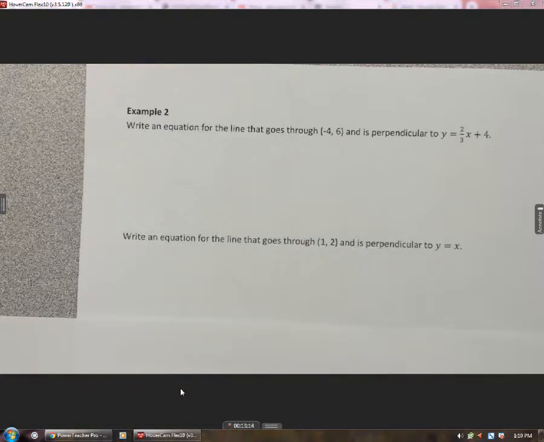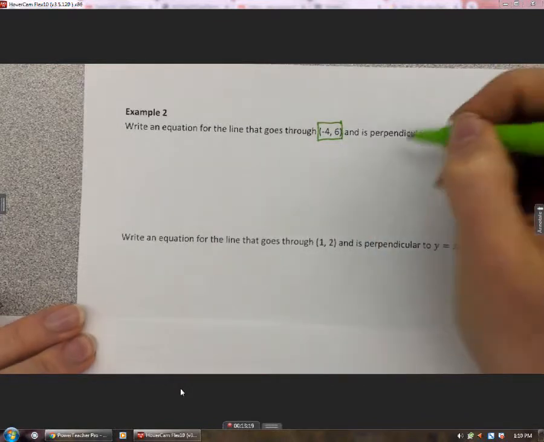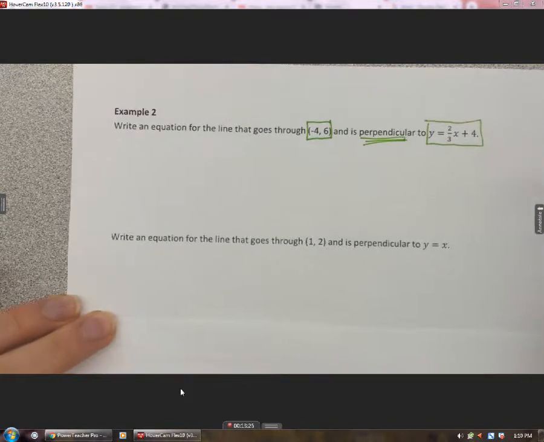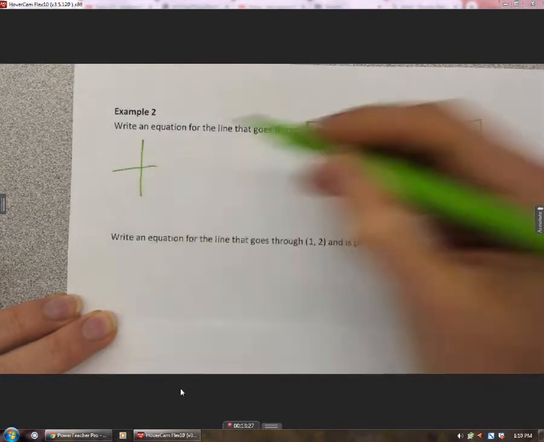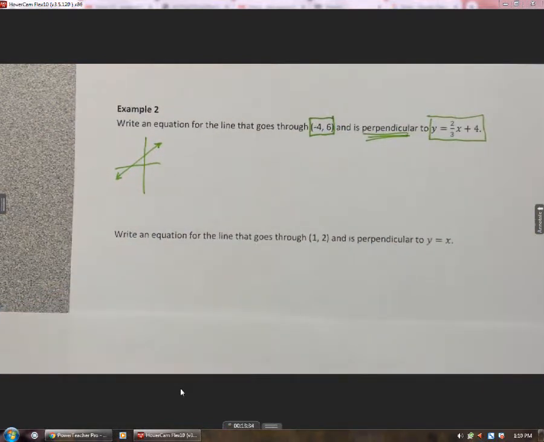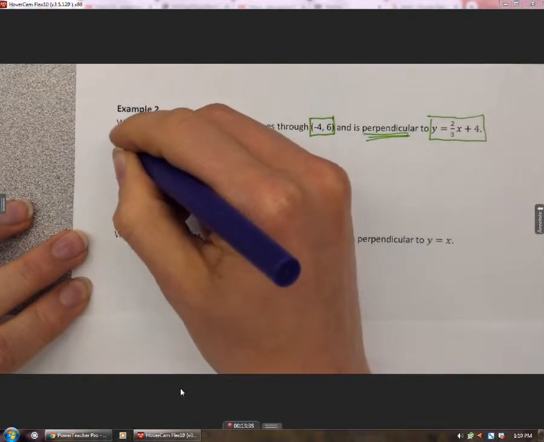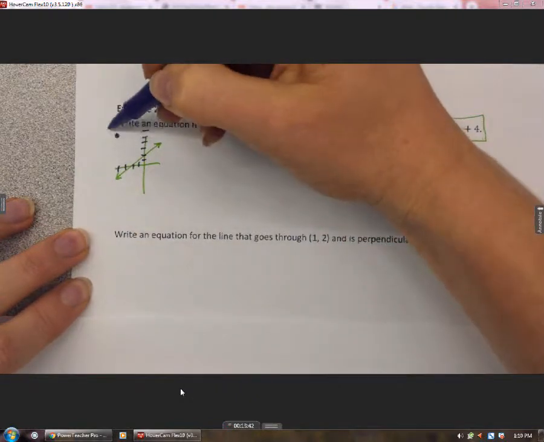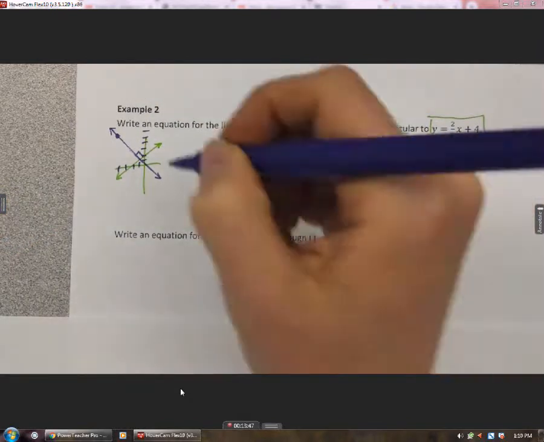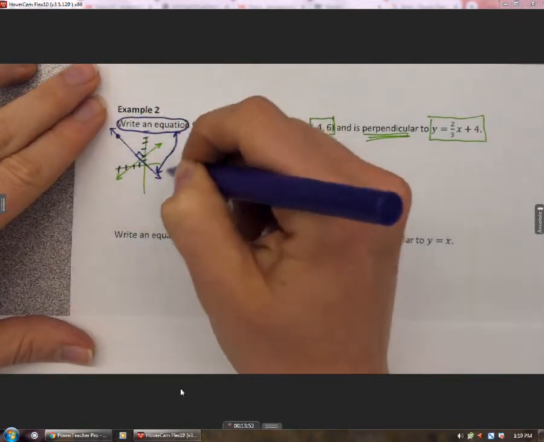So this time, we are going to write an equation for the line that goes through this ordered pair and is perpendicular to this equation right here. So we kind of have a line. Let's say that my line looks something like this, and I'm going to have a point (-4, 6). So I'm going 1, 2, 3, 4, up 1, 2, 3, 4, 5, 6. There's some point over here that goes through this line that's going to be perpendicular to my green line. I'm trying to figure out the equation, write an equation for this purple line.